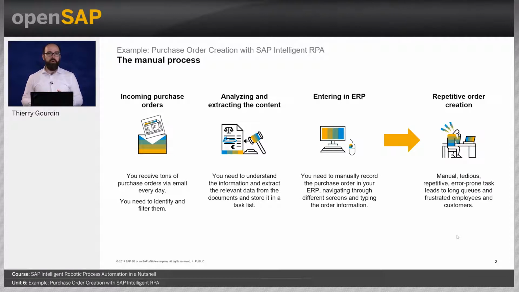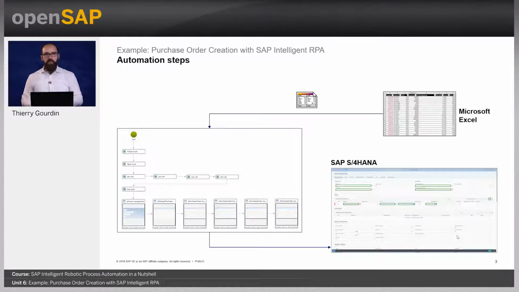For this demo, we are going to focus on the third phase, entering in ERP, which consists in automating the creation of a purchase order in SAP S/4HANA. In our demo, the purchase order data will be stored in an Excel file. This file will be read by the agent, who will retrieve the necessary data and then create the purchase order in S/4HANA. Okay? Now, let's open the tools.